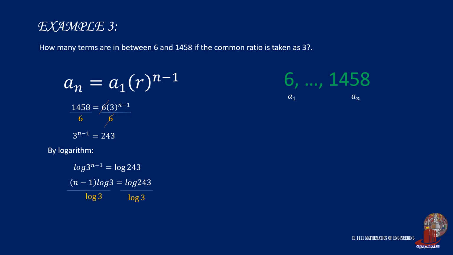Now we divide the equation by logarithm of 3 to get n minus 1 is equal to 5. Transpose 1 to the other side to get n as 6. This is the total number of terms in the sequence. But we are looking for the number of terms between the extremes, or that is the means, which is just 2 deducted from n, making the means equal to 4.